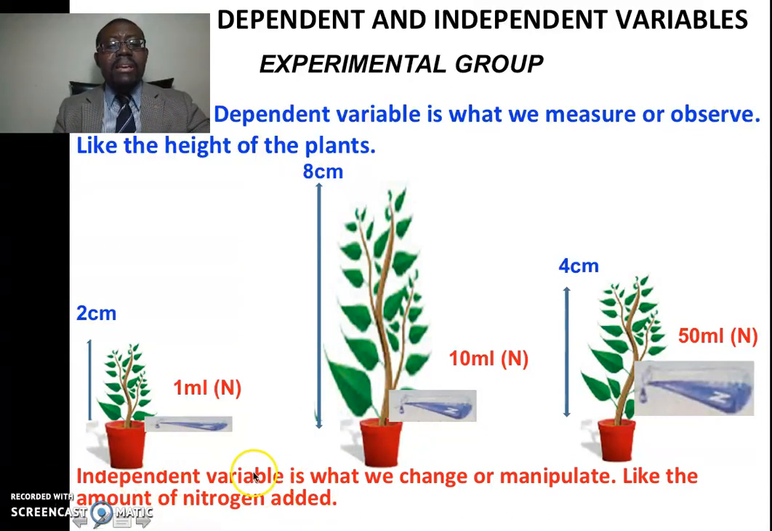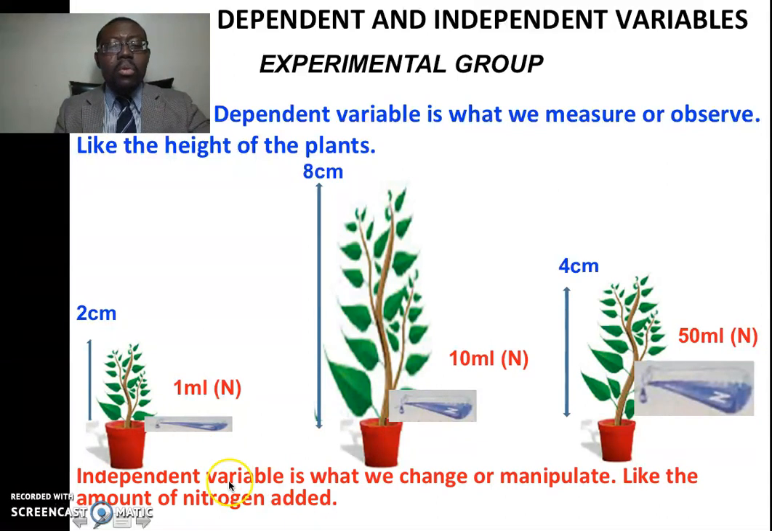So this means that if you add the right amount of nitrogen fertilizer to this plant, the plant will grow taller. If you add 1 milliliter, the plant will grow only 2 centimeters. If you add 10 milliliters of nitrogen, the plant will grow 8 centimeters, which is the tallest amongst all the amounts of nitrogen we added. If you add 50 milliliters, the plant grew only 4 centimeters because having too much nitrogen can actually even kill the plant. So the independent variable is what we change.